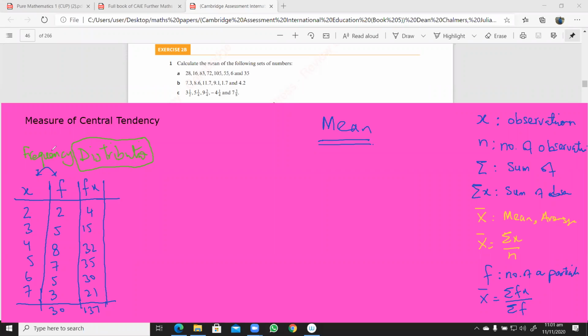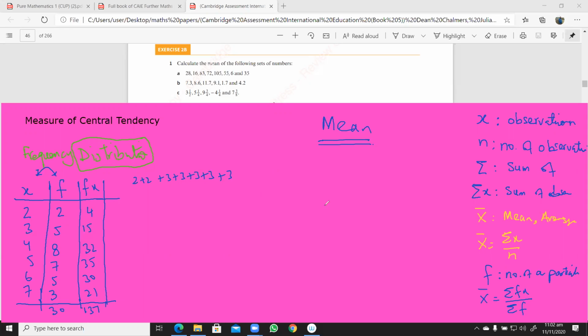Because the observation is happening multiple times, instead of adding it repeatedly, we can just multiply it with the frequency. Exactly. Rather than saying 2 plus 2, and then 3 plus 3 plus 3 plus 3 plus 3, adding this 5 times, we know it's going to be 5 times 3, which would be easier to handle.